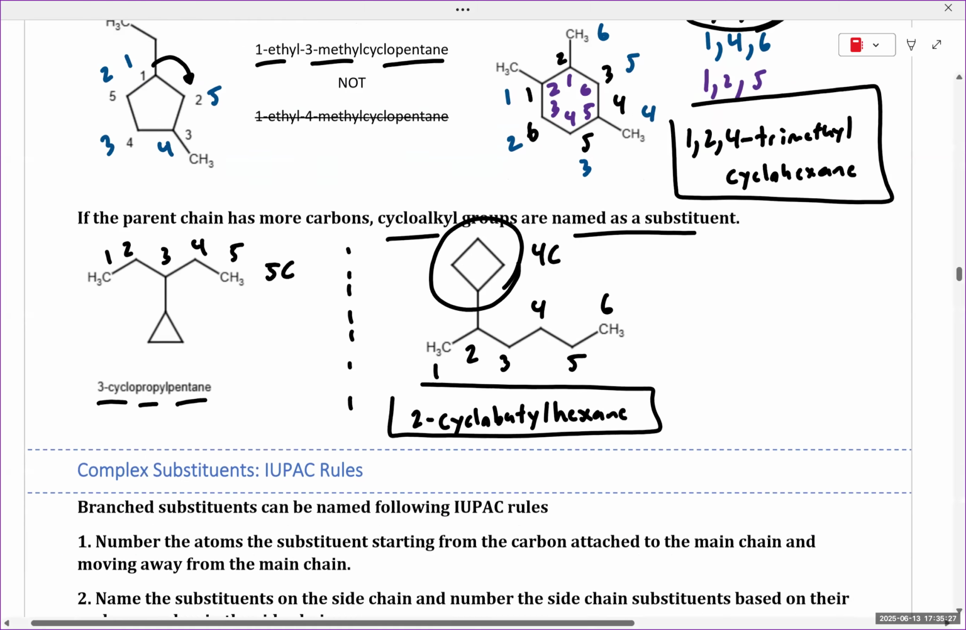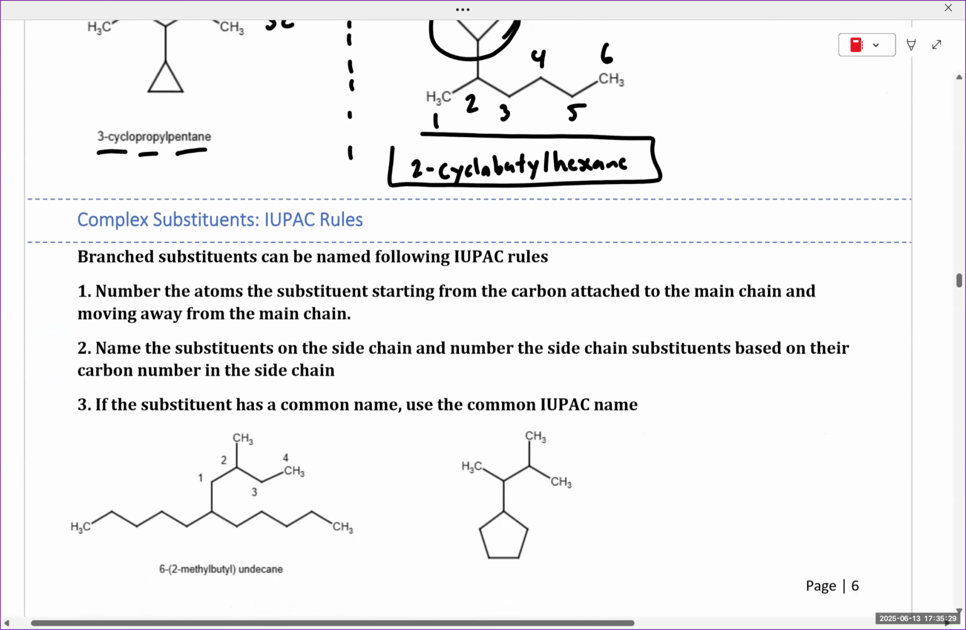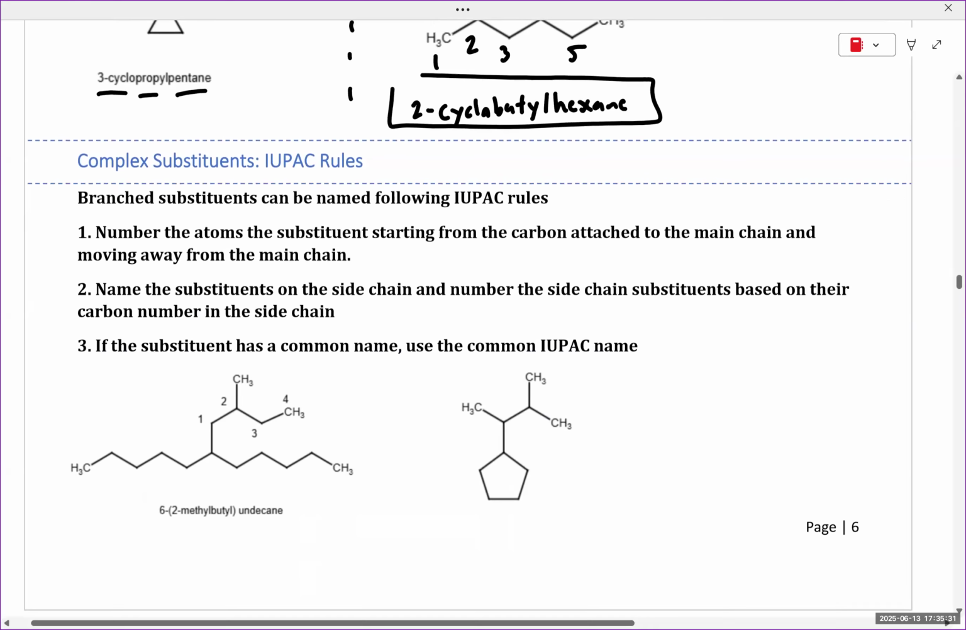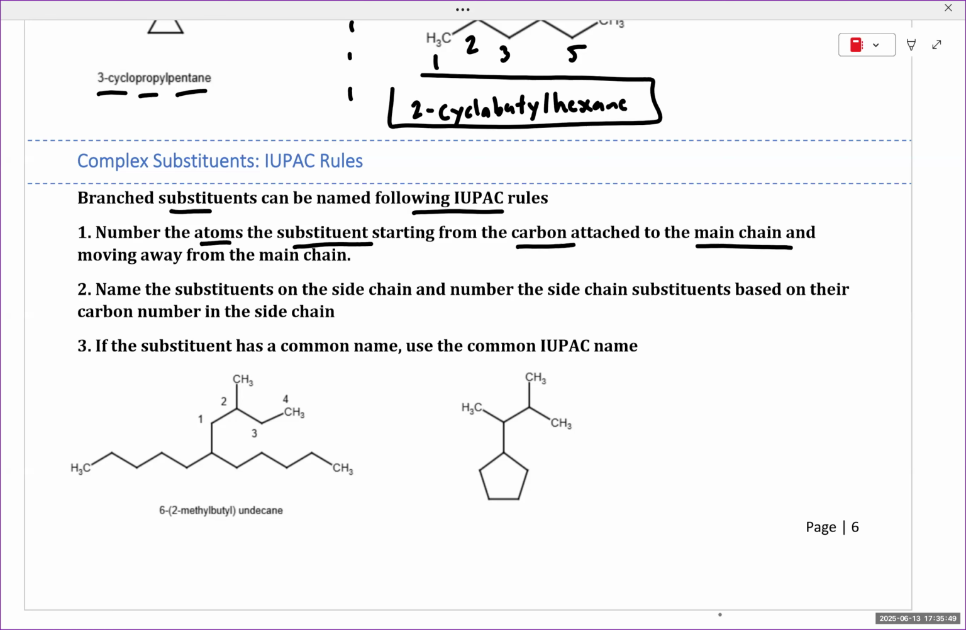Let's talk a little bit about complex substituents. Now, branch substituents, in addition to being named using a common name, for more complex branch substituents, you can name these branch substituents using IUPAC rules. In this case, you number the atoms from the substituent, starting from the carbon attached to the main chain and moving away from the main chain.